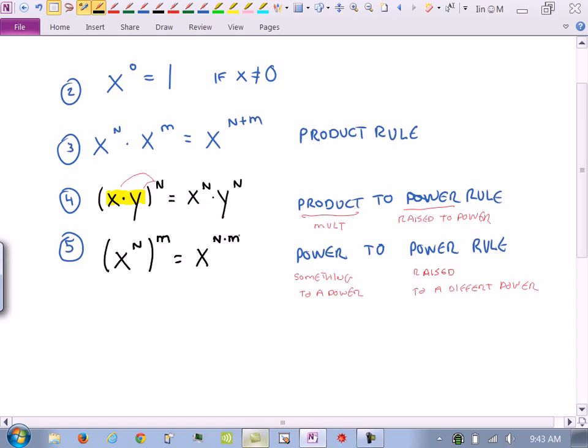All right, so we have something to a power, that's the x to the n, raised again to another power. All right?